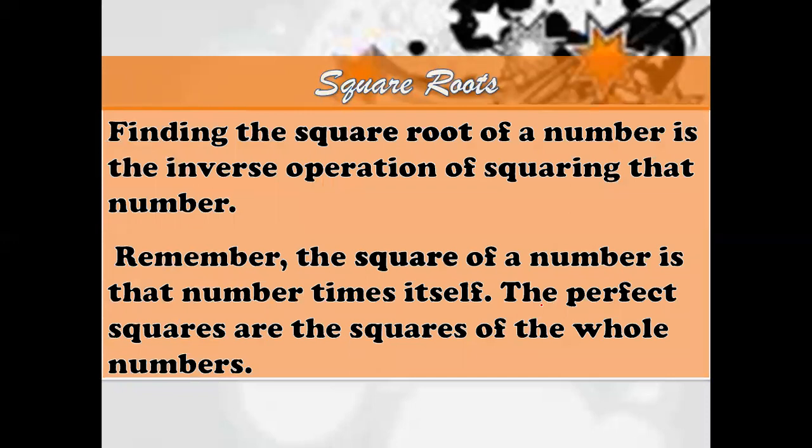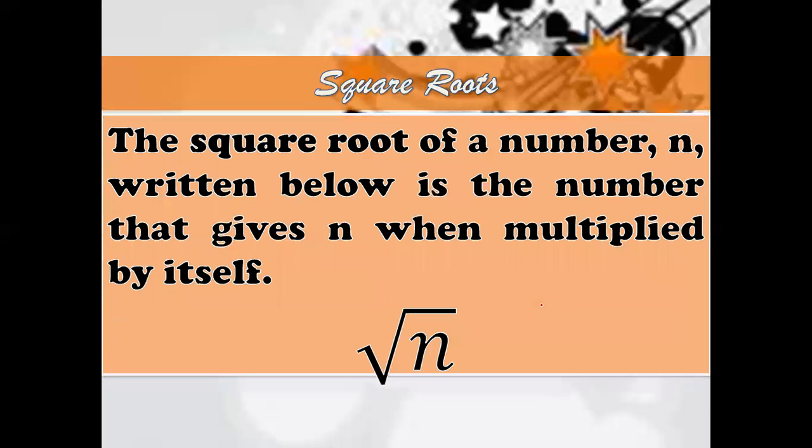Let's proceed with square roots. Finding the square root of a number is the inverse operation of squaring that number. Always remember that the square of a number is that number times itself. And the perfect squares are the squares of the whole numbers. So these things should be understood well in order for you to perform problems under square roots. So always remember that when you find the square root of a number, it is the inverse operation of squaring that number.